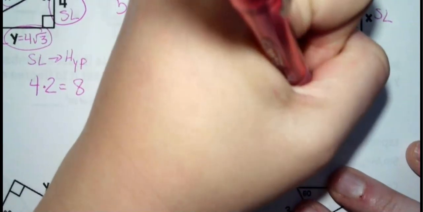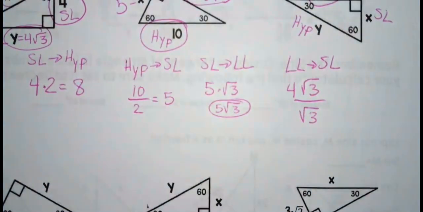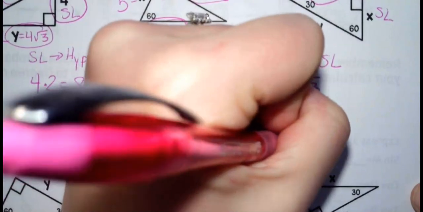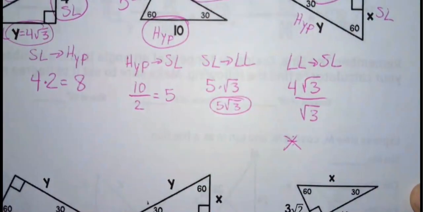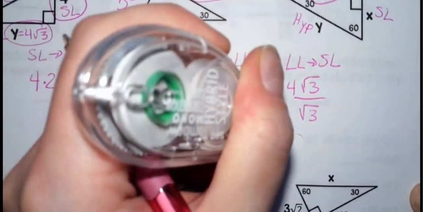So I'm going to do a fraction bar. I'm not going to do the little, like, this thing. Don't do that. That's just confusing. I'm going to erase it because we don't even want that on our paper.